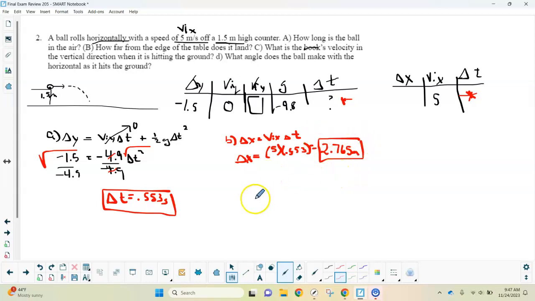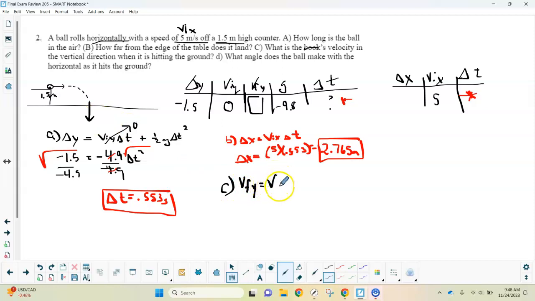So that's that one. For part C, it wants to know what's the book's velocity in the vertical direction when it's running into the ground. So for part C, we're looking for VFY. And we're just looking for the y component, so that's okay. We would expect it's moving downward here, so VFY should be negative.